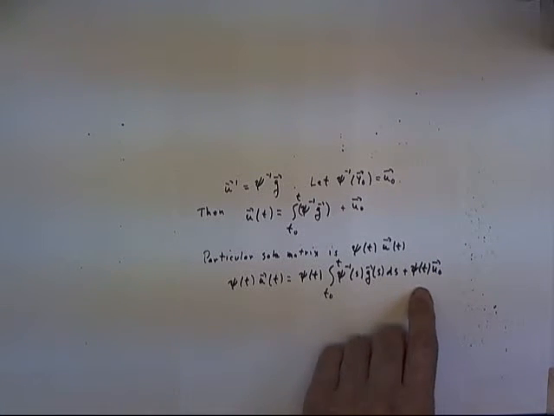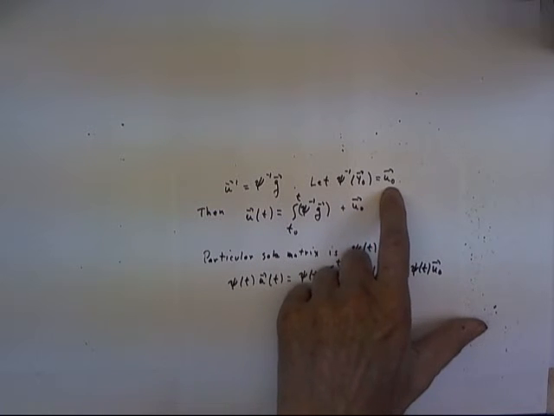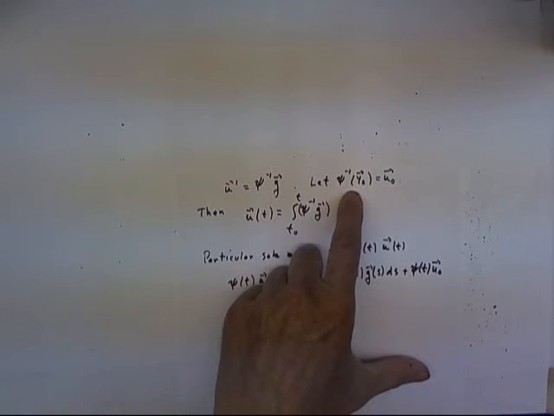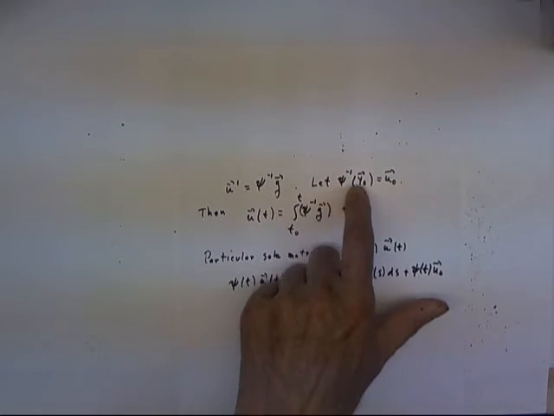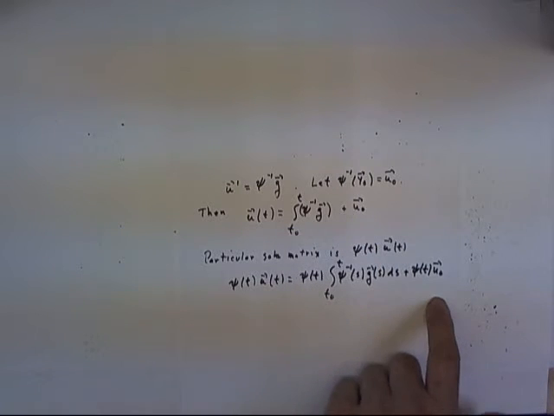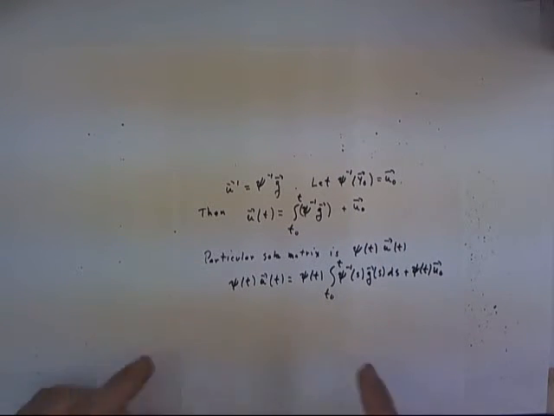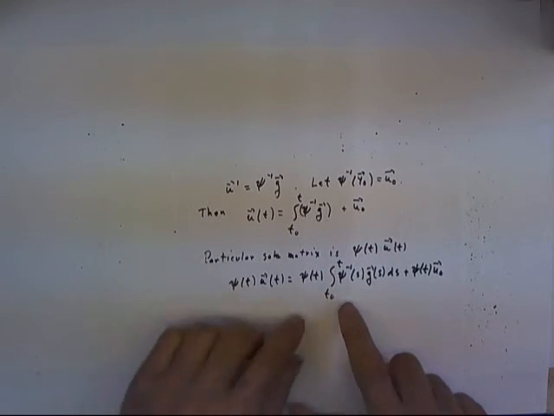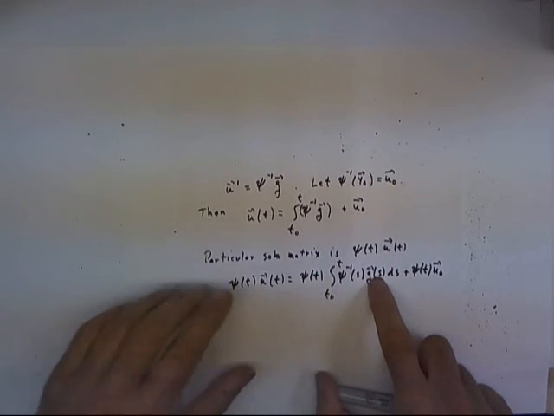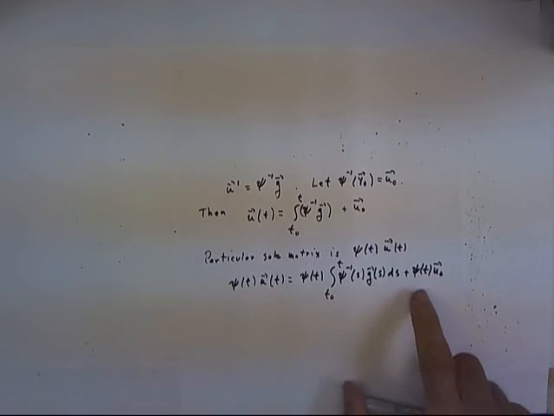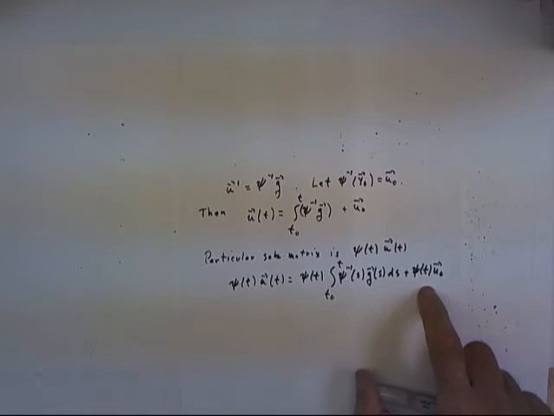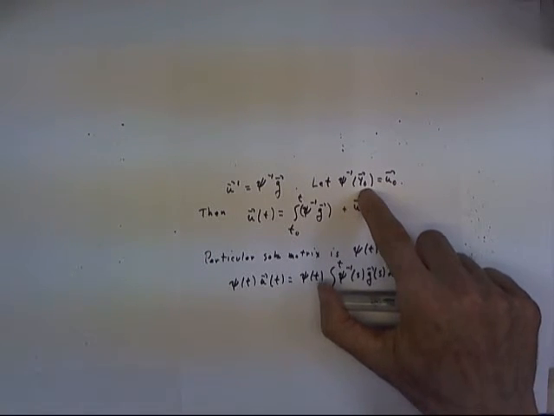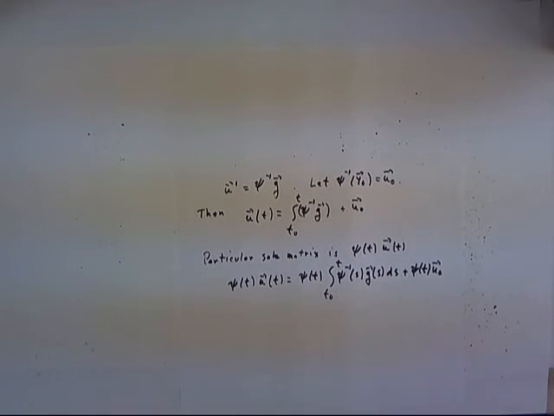And of course, psi of t times u naught, since u naught is psi inverse of y naught, psi times psi inverse of y naught is just going to give us y naught. So again, this solution is going to satisfy the condition that when t equals t naught, making this integral 0, we do get a solution that is equal to our original initial condition y naught.